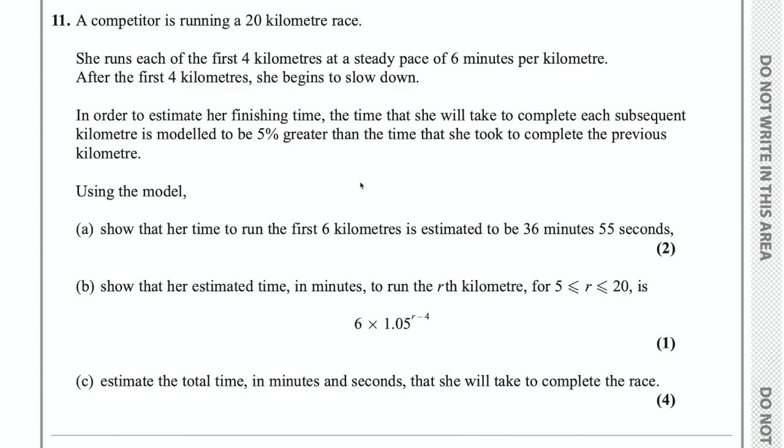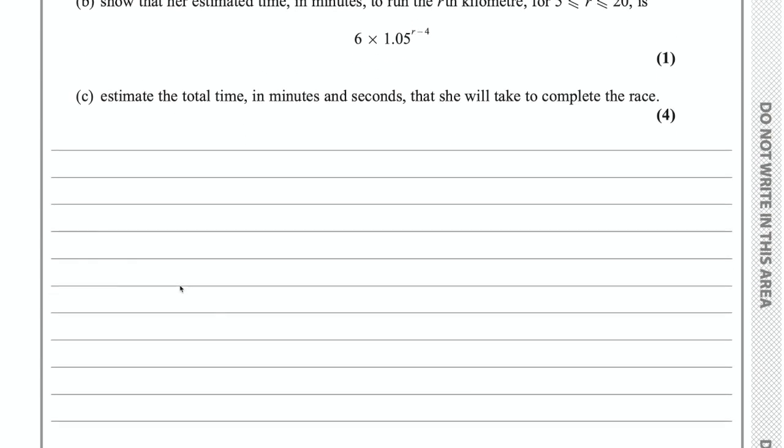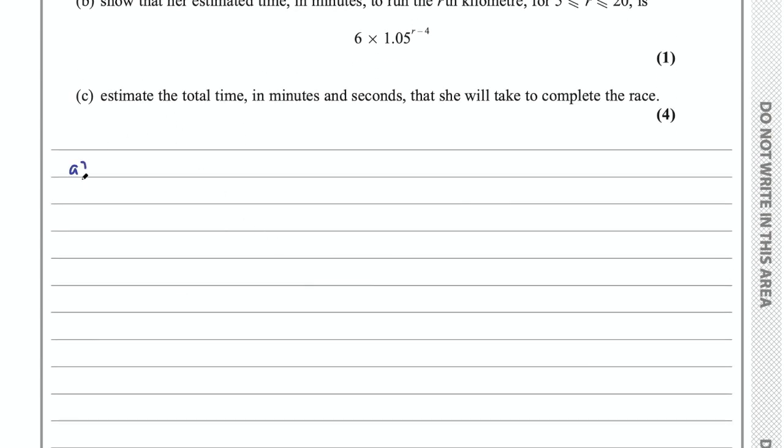And then the next 2, we need to add 5% on to that time, that's 6 minutes. So I wouldn't suggest any more complicated method here than increasing 6 minutes by 5% and adding those on. Okay, so part A, that's what I'm going to do. We've got 24 minutes for the first 4 kilometers plus 6 times 1.05 to increase that by 5%.